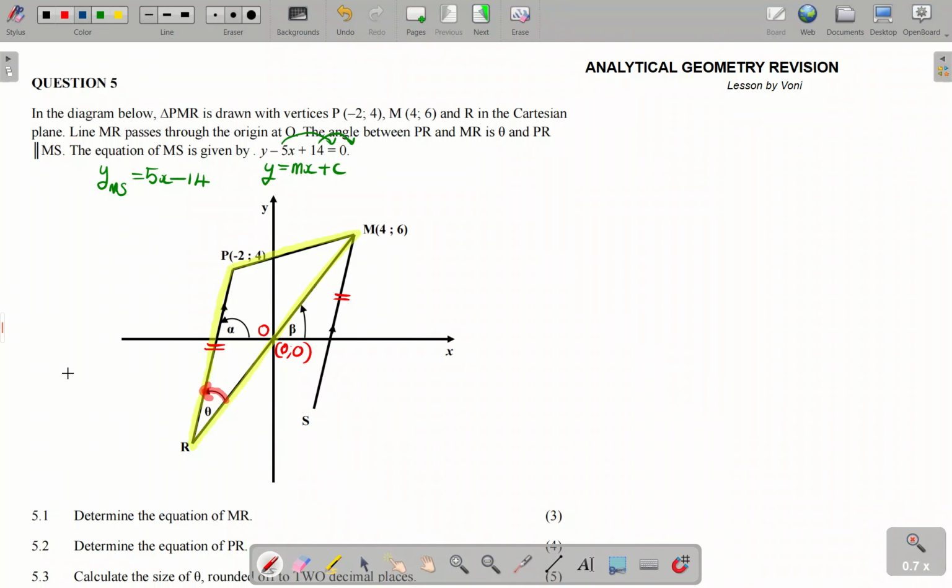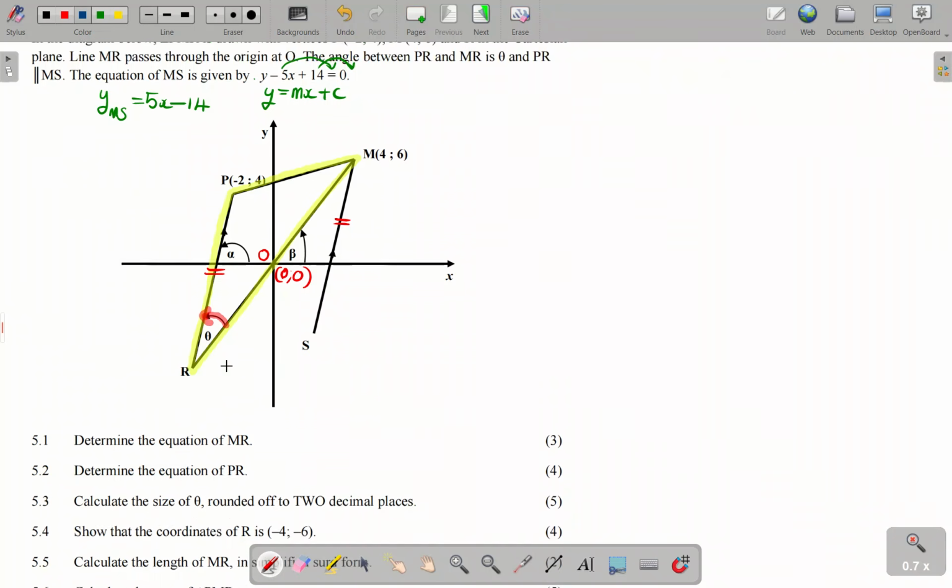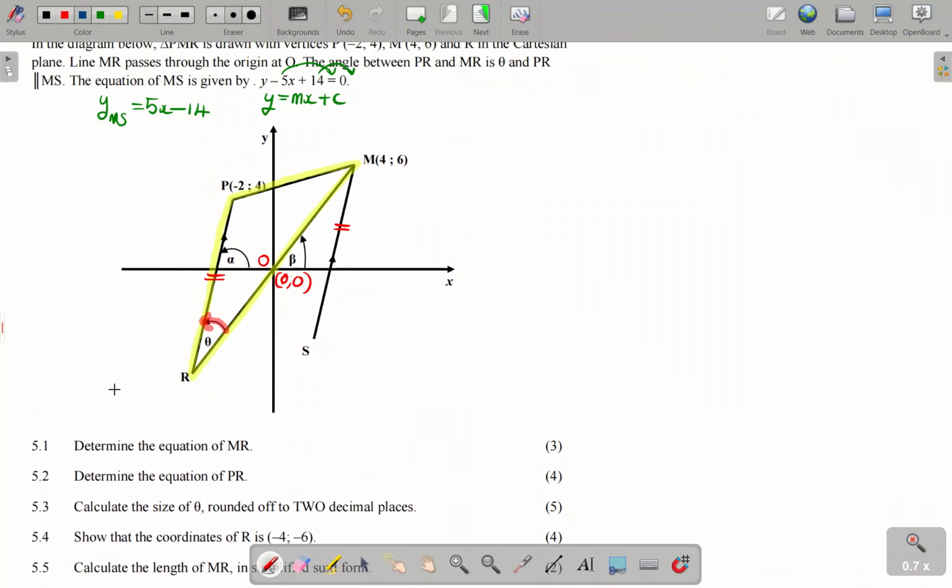Now in 5.1, we have to determine the equation of MR. But you don't have the coordinates of R. You do know that this line MR passes through the origin at O. So since O is on line MR, we are going to use that point O.